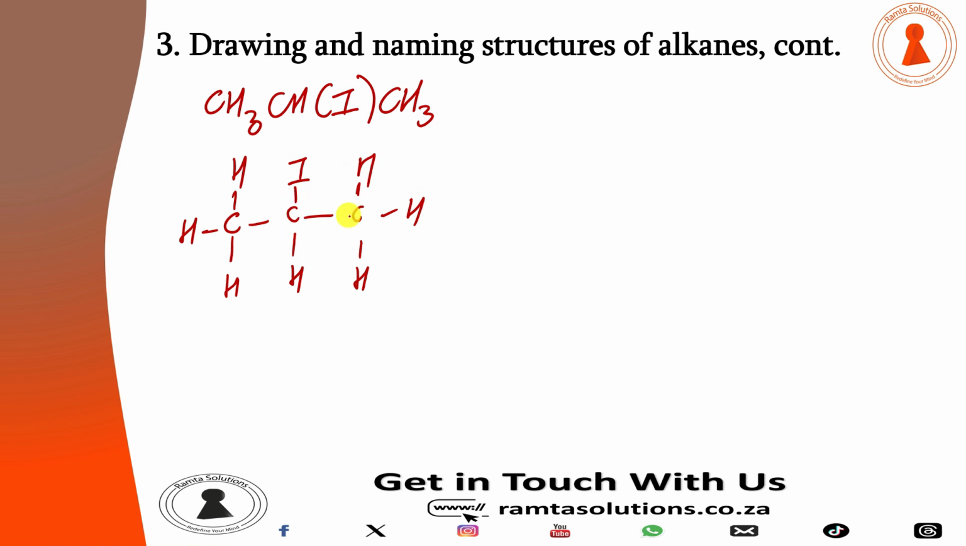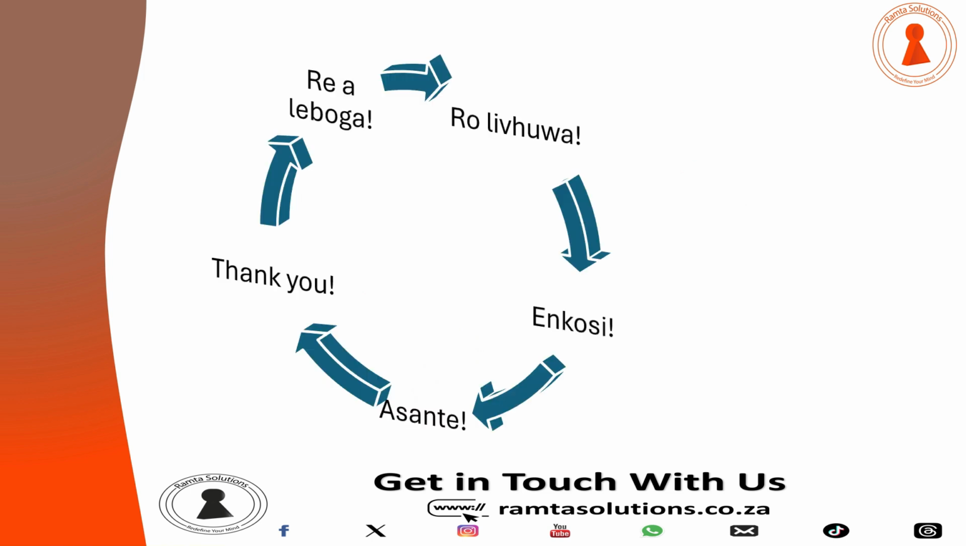Now, the longest here is 3 carbons, so 3 is prop, isn't it? And the functional group is single carbon bonds. The homologous series is alkanes. Now, where is the substituent? On carbon number 2. What is it? Iodine. So it becomes iodo. So it's 2-iodopropane. Ooh, guys, we have done enough, isn't it?